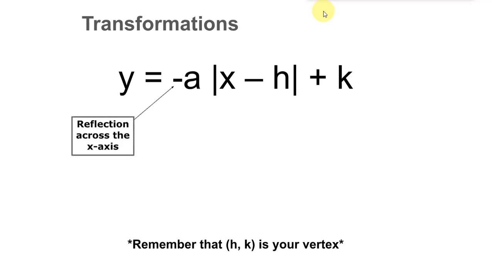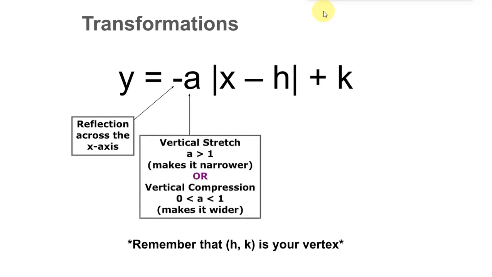If there's a negative sign in front of the function, that means the graph has been reflected over the x-axis. The next thing is if there's a number in front of the absolute value sign, if it's bigger than 1, then the graph got stretched. It's going to be skinnier. And if it's between 0 and 1, it's going to be fatter than the parent function would have been.